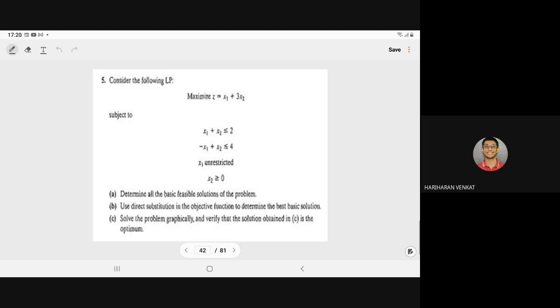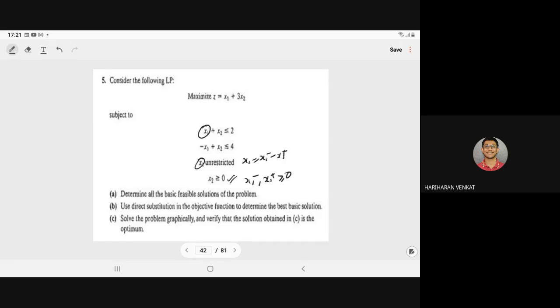Consider the following LP. Maximize z equal to x1 plus 3x2 subject to x1 plus x2 less than or equal to 2, minus x1 plus x2 less than or equal to 4. x1 is unrestricted. When we say x1 is unrestricted, it will be x1 equal to x1 plus minus x1 minus, and x2 are non-negative, and x1 plus and x1 minus both are non-negative. Determine all the basic feasible solutions of the problem.